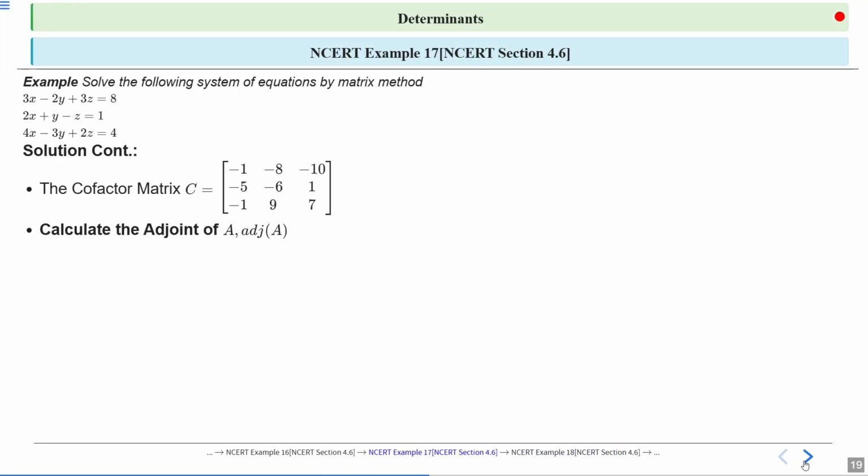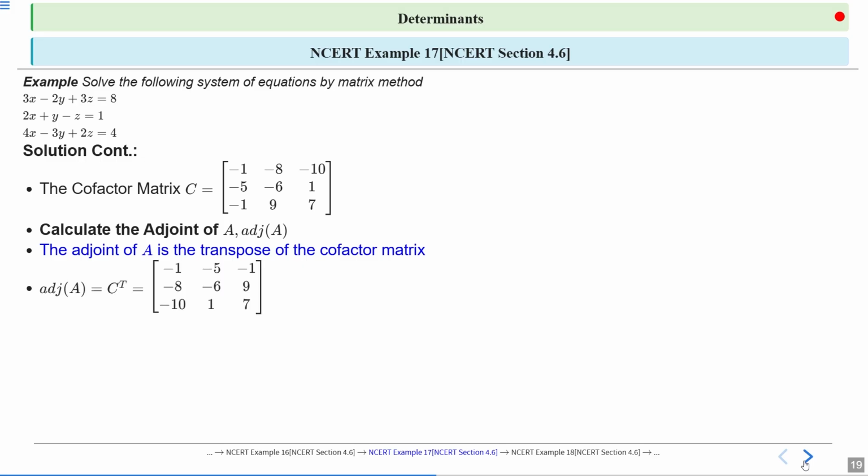The cofactor matrix C is equal to capital A11, A12, A13. Write all the values of the cofactors. A21, A22, A23. Okay, so this is your cofactor matrix. So at first we calculate the cofactors and then write the cofactor matrix. Okay, so the adjoint of A is given by the transpose of the cofactor matrix. So just transpose the cofactor matrix.